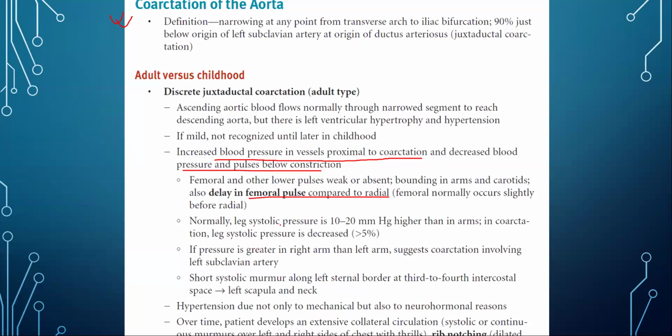Okay. Then normally leg systolic blood pressure is 10 to 20 millimeters higher than the arm. But in coarctation, that will be reversed. So leg pressure will be reduced. And sometimes even right and left arm blood pressure can be different. So you can get more blood pressure on the left arm than the right arm.